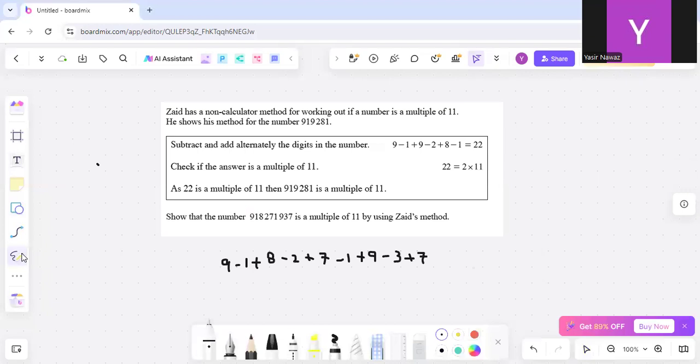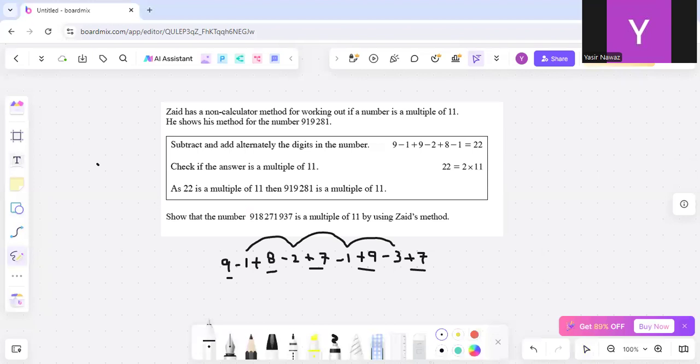To add and subtract these numbers, you can use this way. You can just add the positive numbers, 9 +8 +7 +9 +3, and then subtract the negative numbers: this one, this one, this one, and this one. In this way you can get the answer.